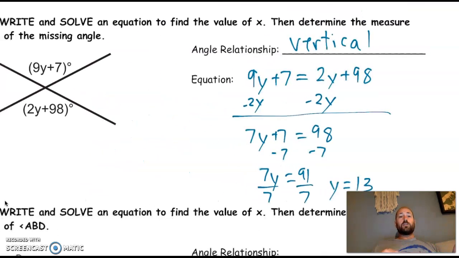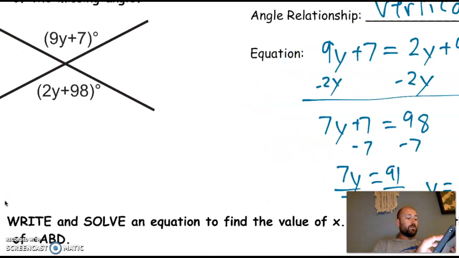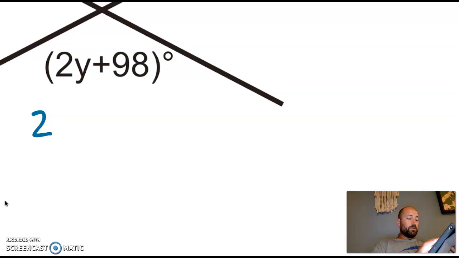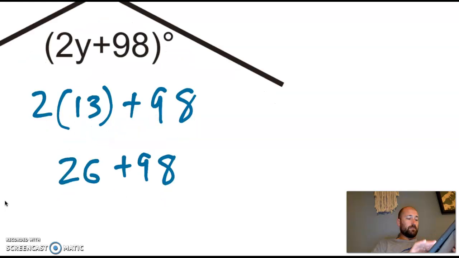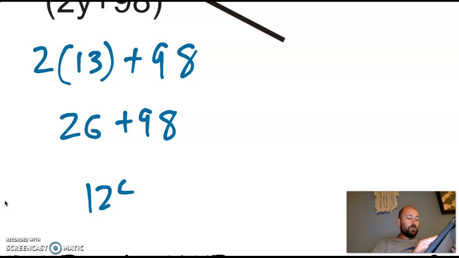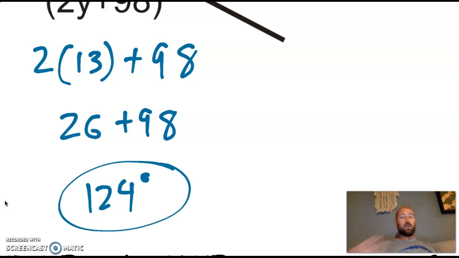Okay, let's see. Determine the measure of the missing angles. Well, there's two measurements. Since it's a vertical, they're going to be the same. So I'm going to do this one. 2 times 13 plus 98. So 26 plus 98. So the measure of both the angles, since they're vertical, are going to be 124 degrees. All right.